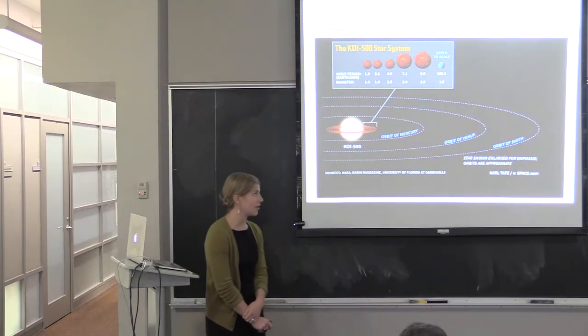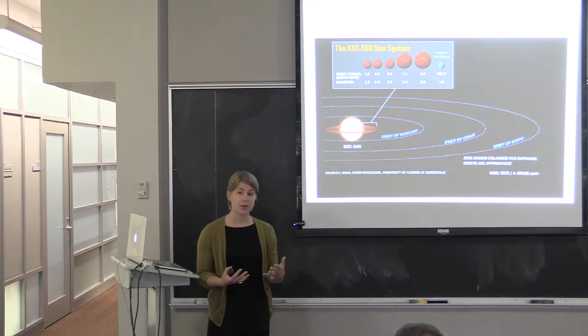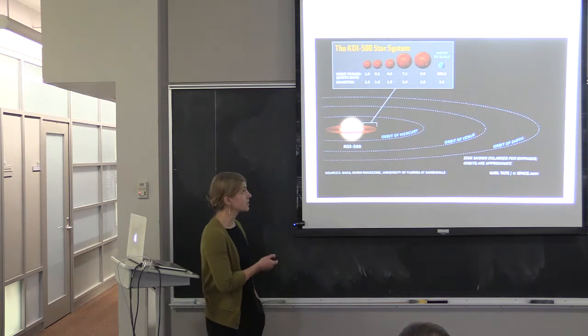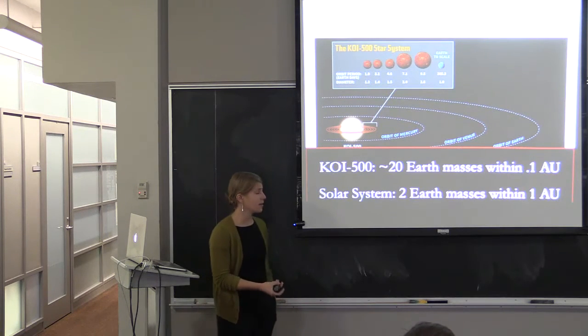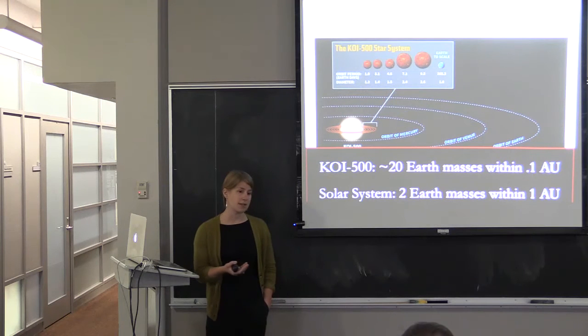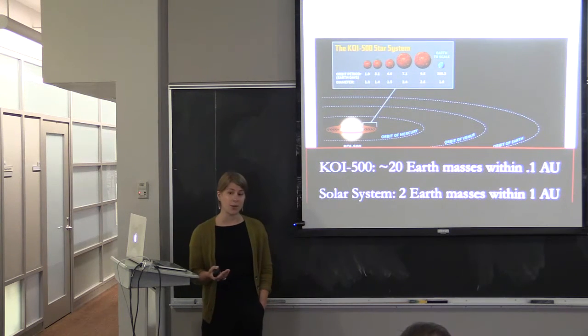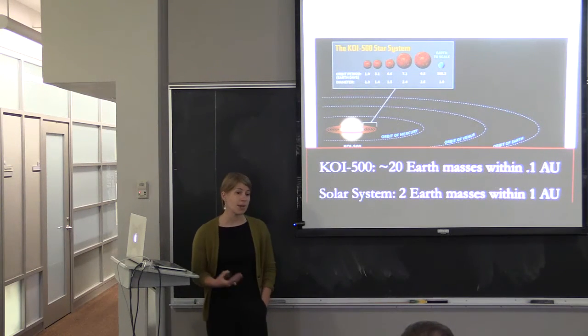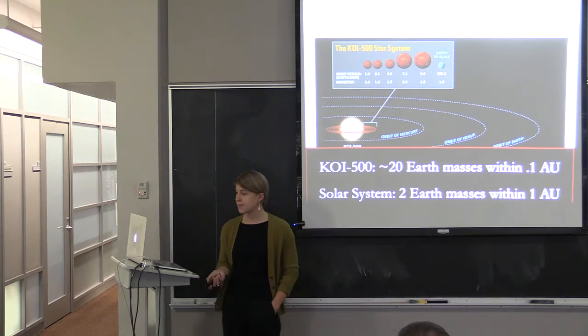We also know, though, that at the other extreme, systems can be found very near to their host stars. One particularly striking example of that is the KOI 500 system. This system has 5 planets. They all have orbital periods less than 10 days, and they're all bigger than the Earth. If you add up roughly the mass in the planets for this system, you find something like 20 Earth masses of material in planets within 1/10 of an AU, and in contrast, the solar system has 1/10 of that mass at a distance 10 times that big. So something about this system appears very strikingly different from the solar system.